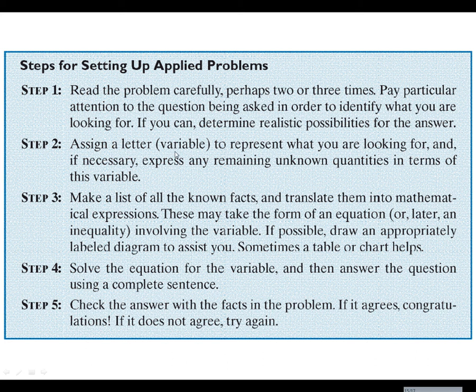All right, step 2, let's assign a letter, a variable, for all of our different quantities. Okay? So we'll walk through doing that. We'll make a list of our known facts and translate them into mathematics. So we want to change the words, like the amount of widgets was equal to 50, and we can say W equals 50, something like that. Sometimes we need to draw a chart, sometimes we need to do a diagram, sometimes we'll do a drawing of some sort. Then we'll solve the equation for the variable and answer the question using a complete sentence. Lastly, we need to check. Make sure it works. Check for those extraneous solutions.